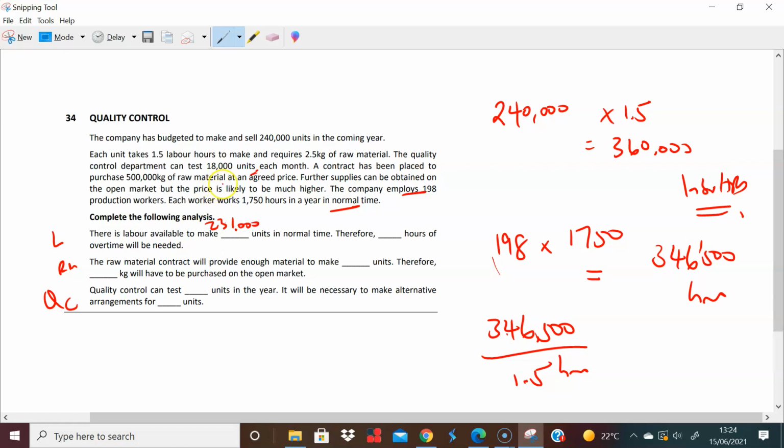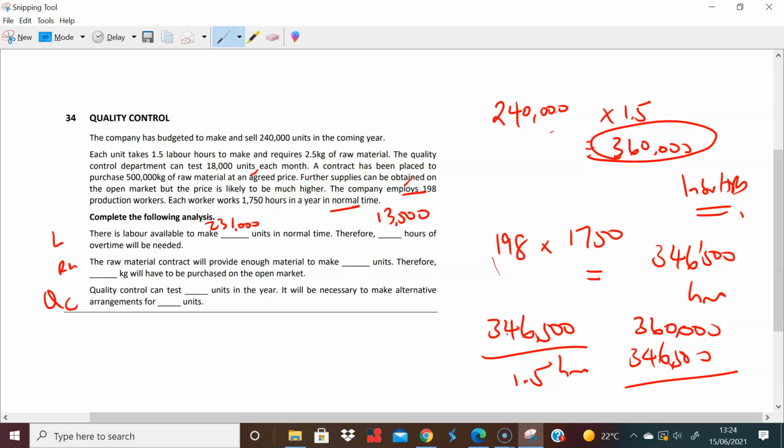So we have an outstanding need for hours. We need 360,000 hours and we have 346,500 available, and therefore we need 360,000 minus 346,500. We need 13,500 additional hours. 13,500 hours of overtime is what we need as well.